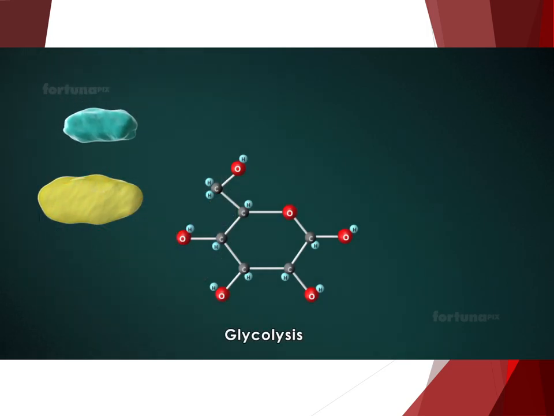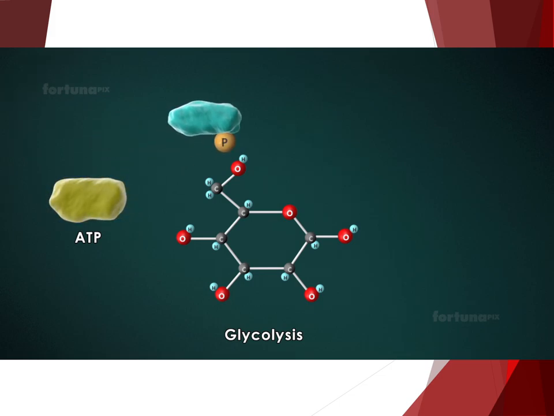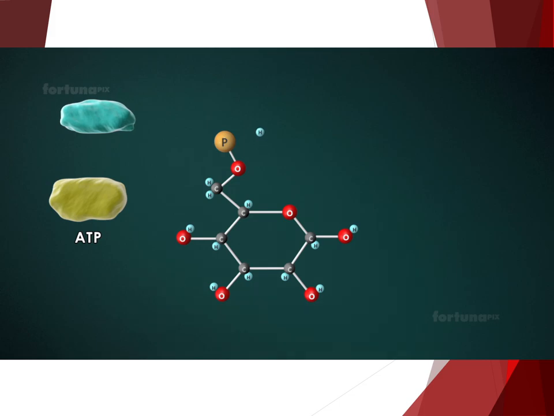Glycolysis begins investing some energy in the form of ATP. A phosphate is removed from the ATP and is attached to the glucose molecule, making it more chemically reactive. This first step of glycolysis results in an ADP and a glucose 6-phosphate molecule.